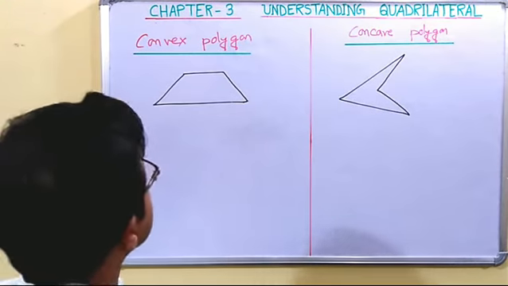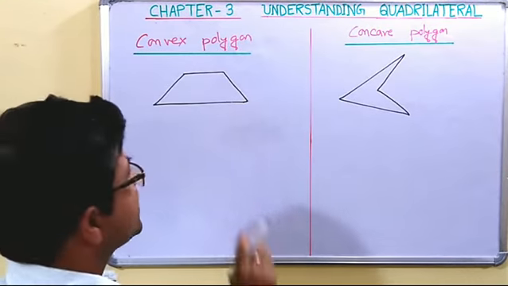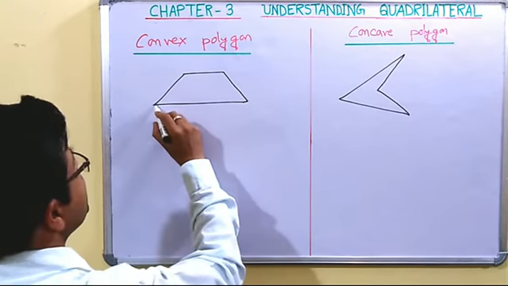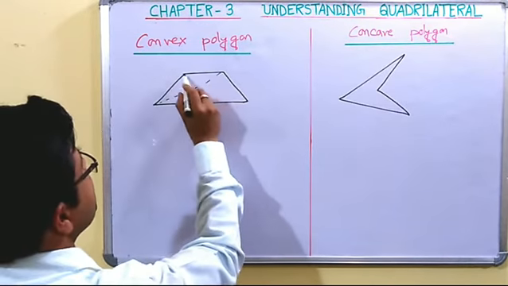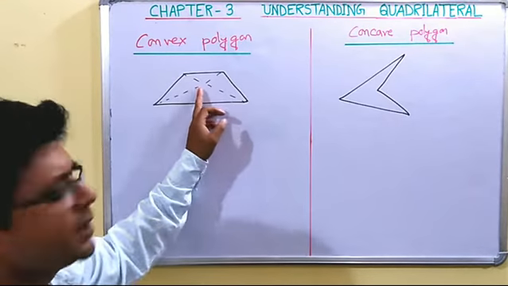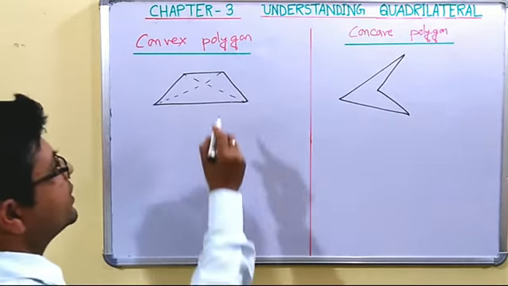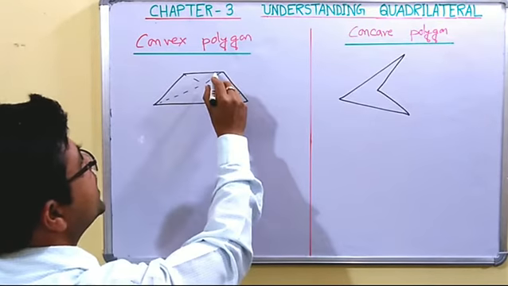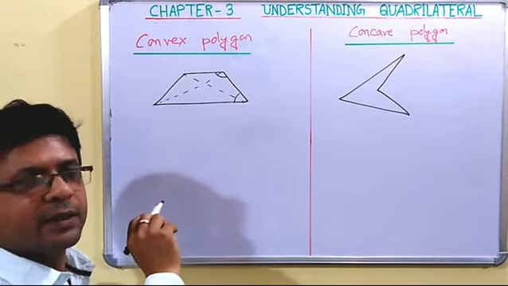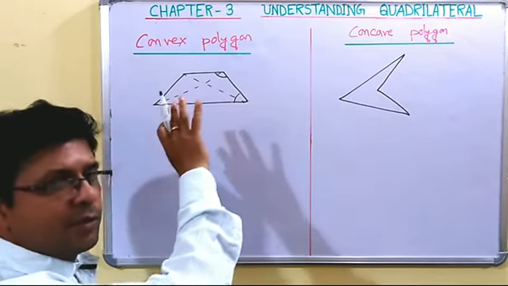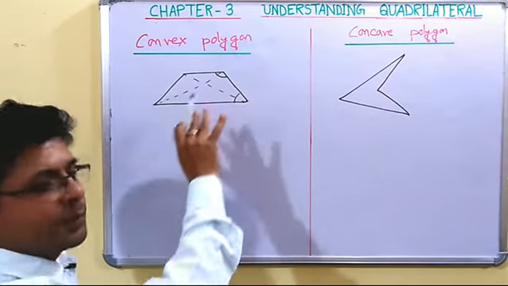Alright students, there are many examples here. I will start with one example of each. If we join the diagonals, they always intersect inside the polygon, or in this type of polygon each angle is less than 180 degrees. Diagonals always reside inside the polygon in this convex polygon.